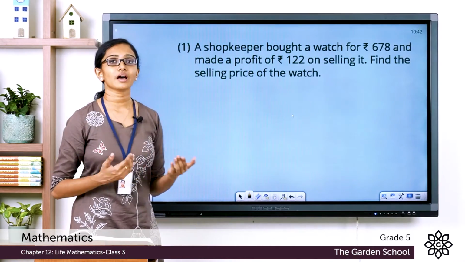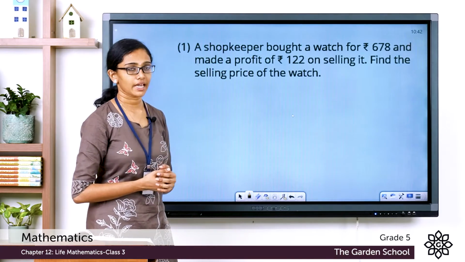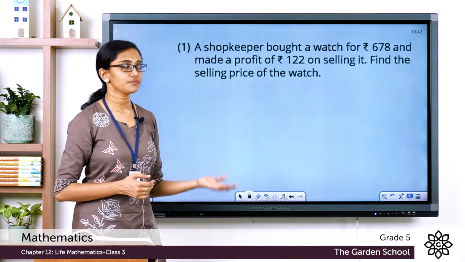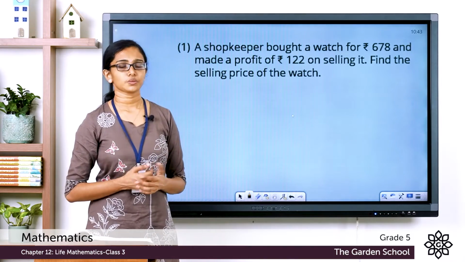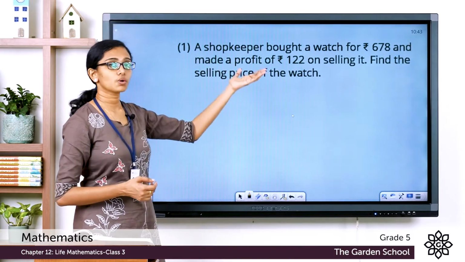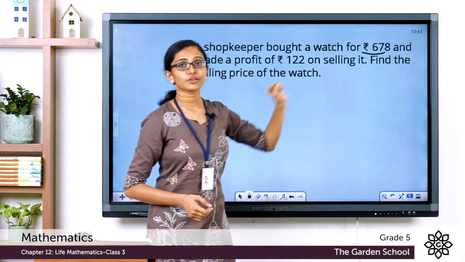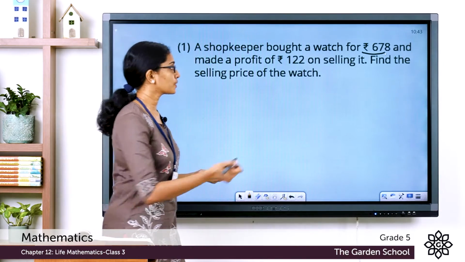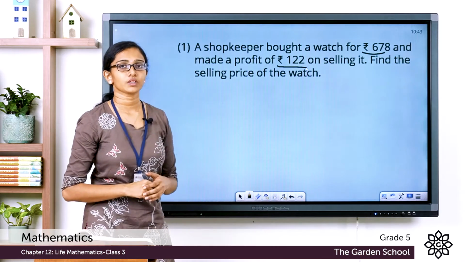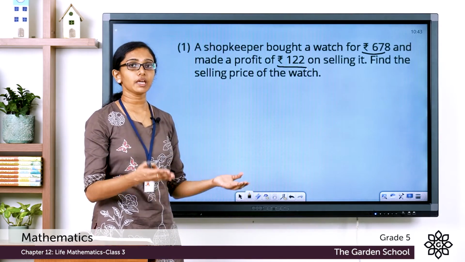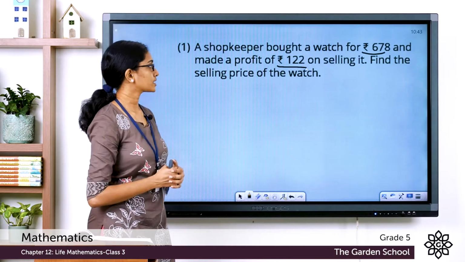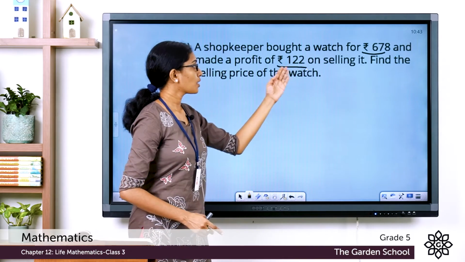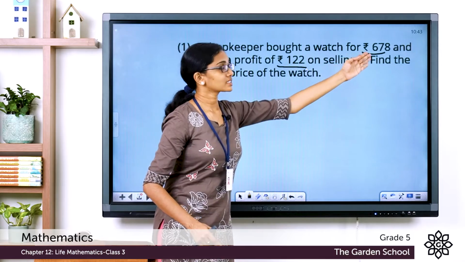A shopkeeper bought a watch for rupees 678 and made a profit of rupees 122 on selling it. Find the selling price of the watch. So what is mentioned in the question? The buying price or the cost price is given, which is equal to 678 rupees, and it says that the shopkeeper made a profit of rupees 122 on selling it. So to make a profit, the selling price should be more than the cost price or the buying price, which means the shopkeeper should sell this watch at a price 122 rupees more than 678 rupees.